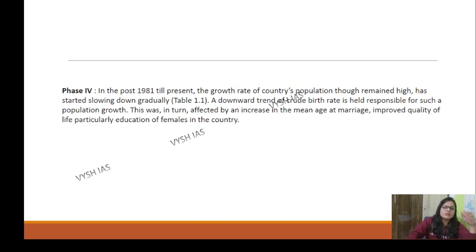Let's come to the fourth phase, where the population remained high and slowed down gradually. A downward trend of the crude birth rate is also held responsible for such population growth. This was in turn affected by an increase in mean age at marriage and improved quality of life, particularly education of females in the country. Make a chart. Okay, phase 1, phase 2, phase 3, phase 4. The test series students have got the short notes from Vysh sir, I'm sure. Right? You go back to those notes, study about them.